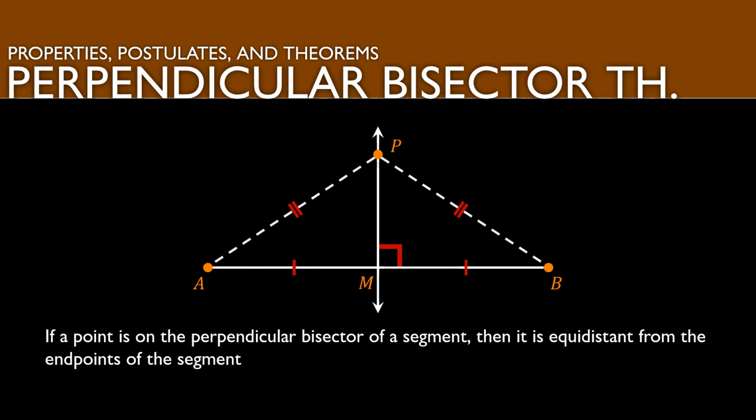Now, equidistant, just think about the two parts of that word. Equa meaning equal, and then distant, distance. So that point is going to be equally distant from those two endpoints. So we know that the distance between P and B is the same as the distance between P and A.